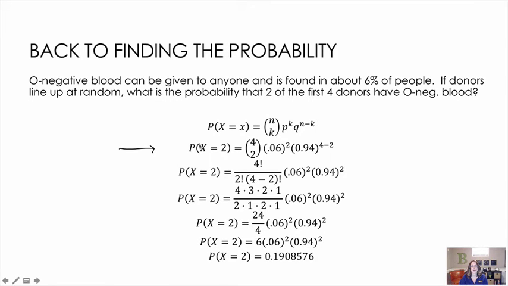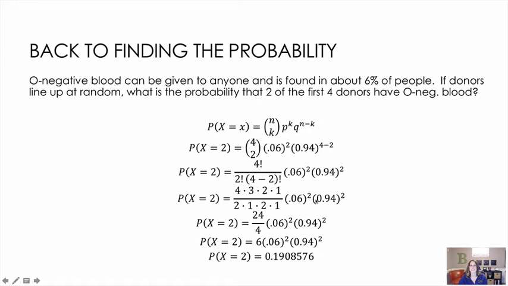The probability that our random variable is equal to 2, 2 of the first 4. So it's equal to 2. 4 choose 2, probability of success to the k, which is 2, probability of failure, which is 0.94, to the n minus k, which is 4 minus 2. So again, I've got 0.6 squared, 0.94 squared, and then this is just me showing you again that yes, you can write all of this out, etc. So I've got 6 times 0.6 squared times 0.94 squared, and then that's the same probability I had before.